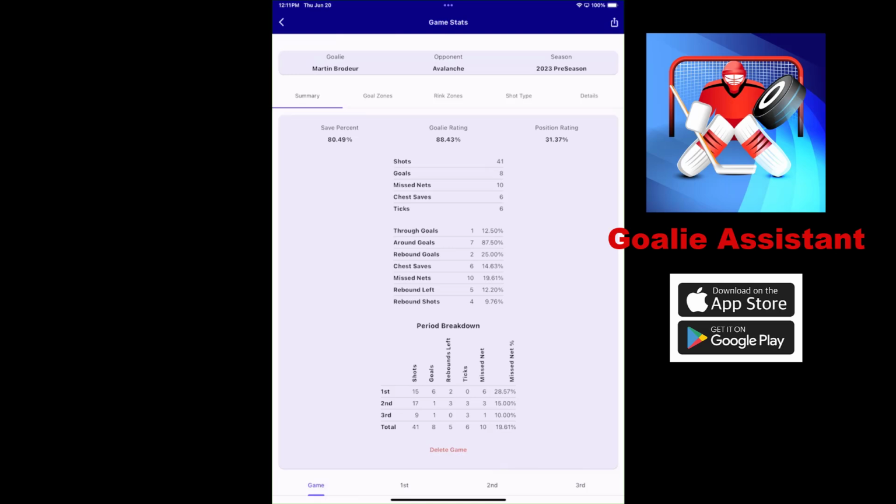How are your chest saves? Rebounds. They left 2 rebound goals, so 25% of the goals that went in were off of rebounds. Always something to work on. However, you can look down: the goalie only left a rebound 12% of the time. So that's not too bad.